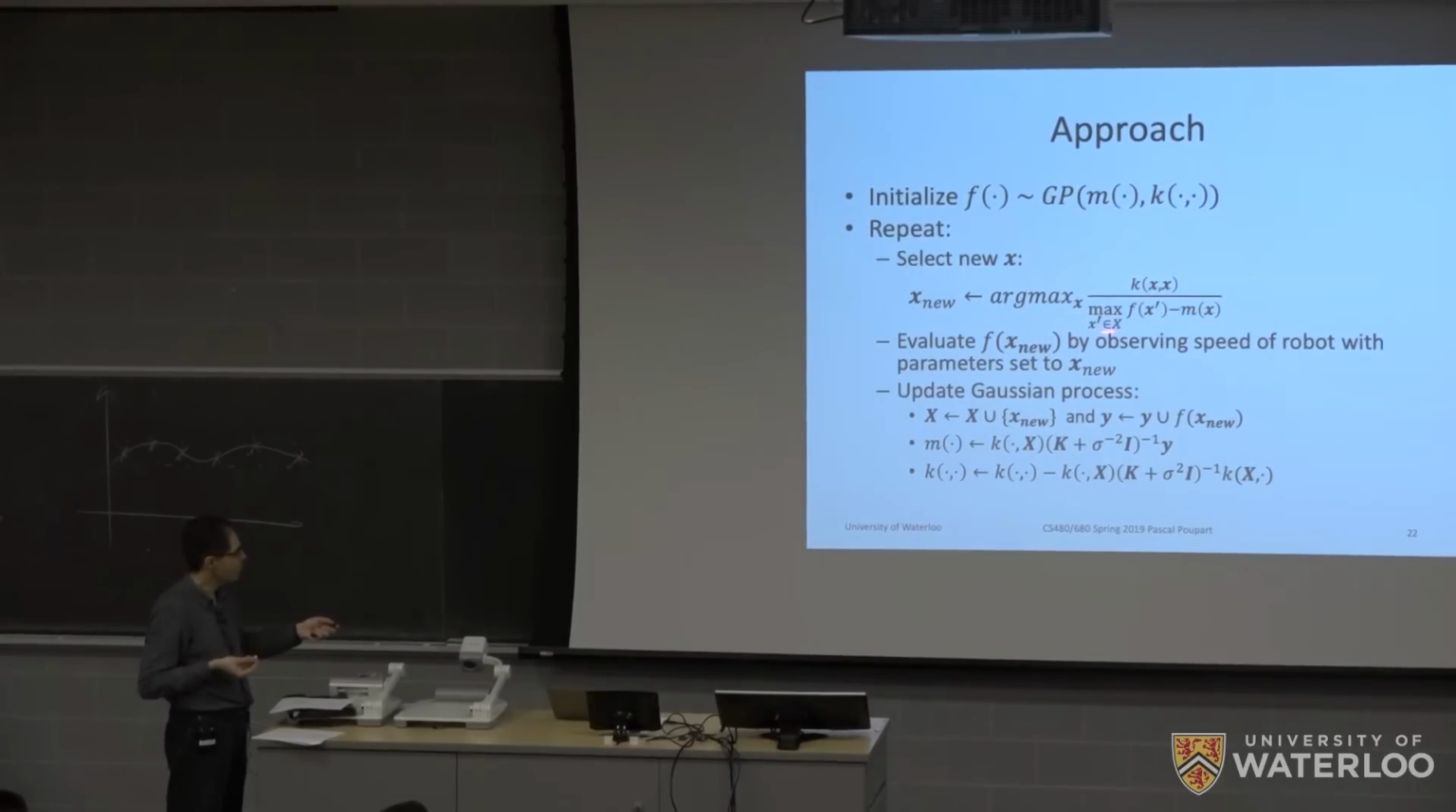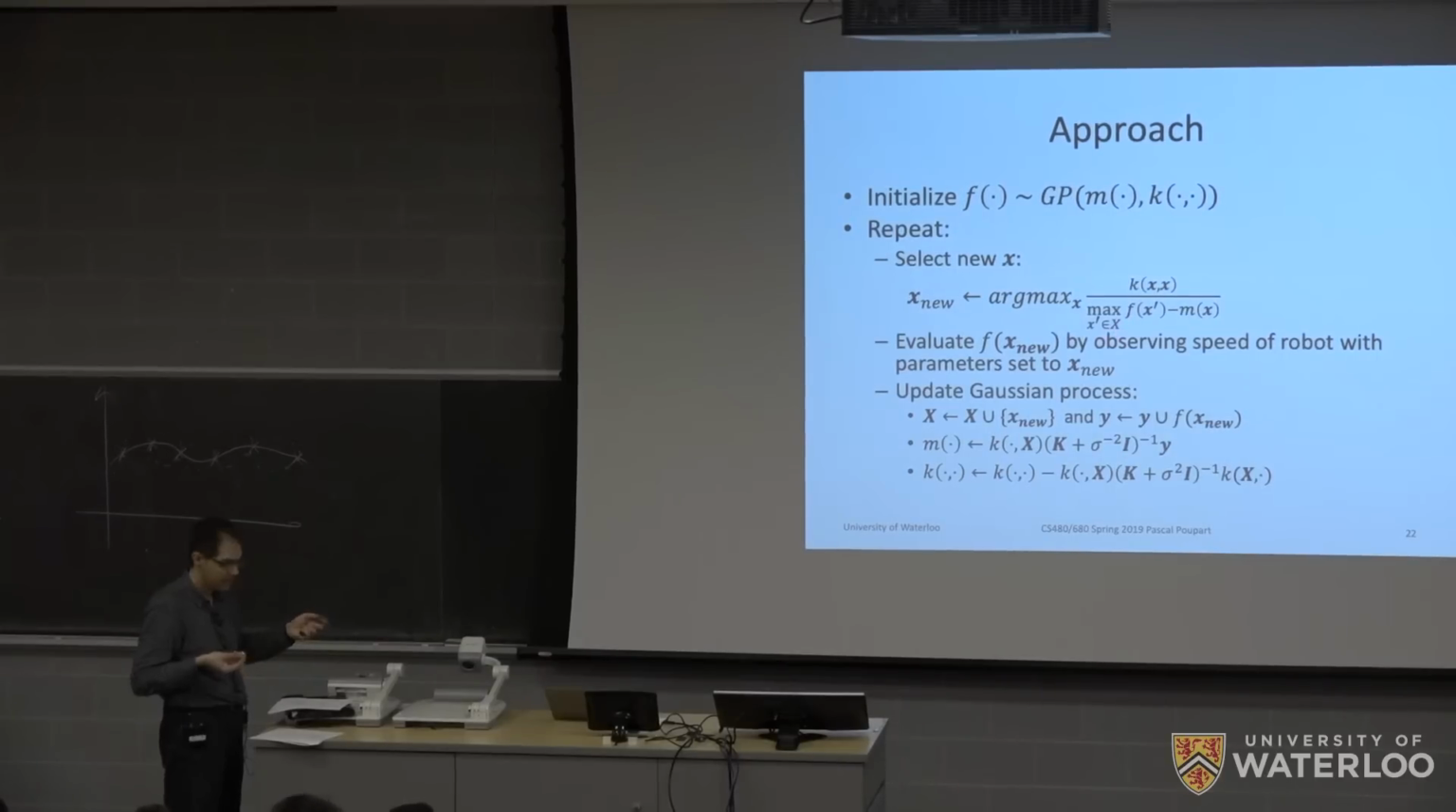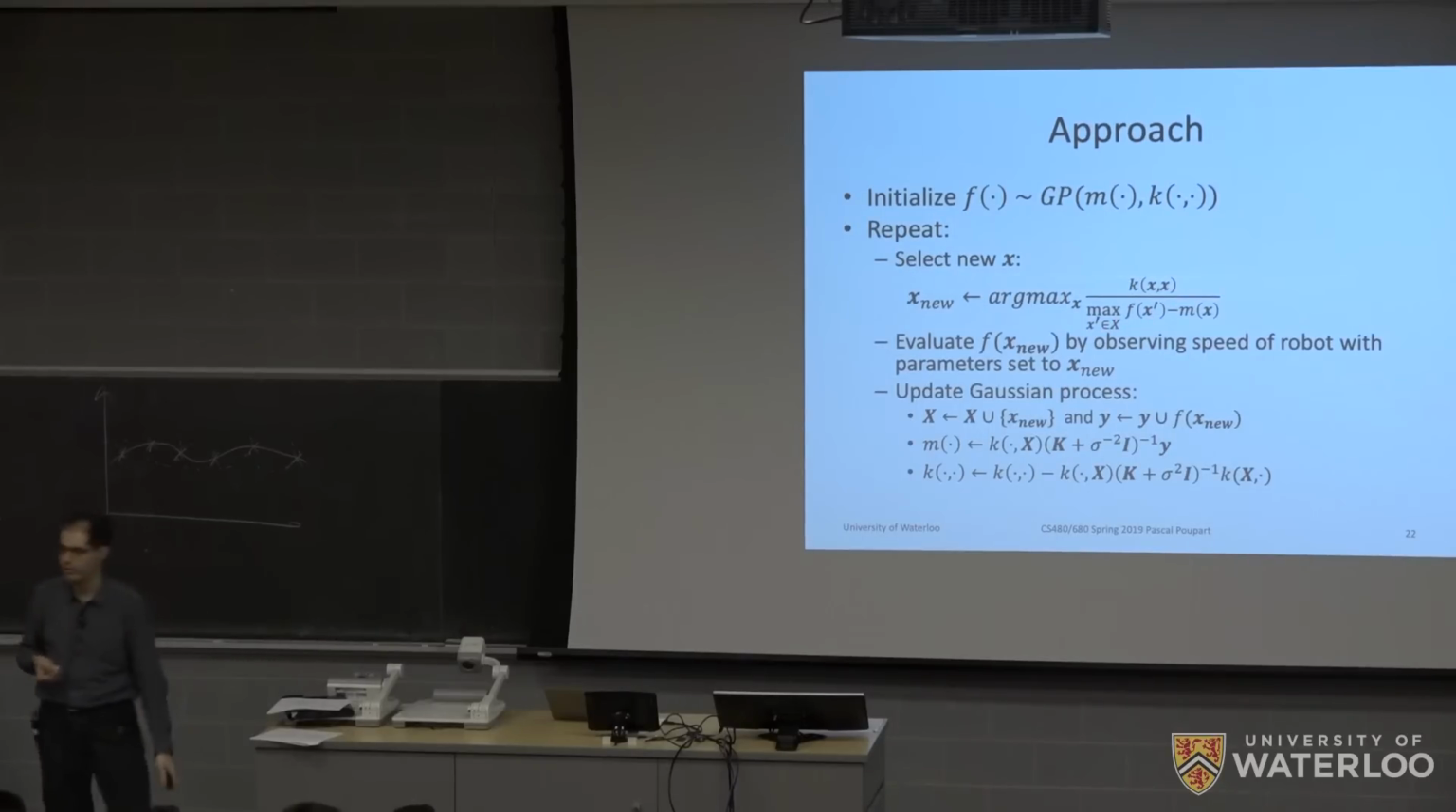And now this term is essentially just a constant that would correspond to what is the best speed observed so far in our data set. Right? So capital X is our data set. And now we're looking for the data point x prime that we've already seen that has the highest speed so far. So that's just a constant.